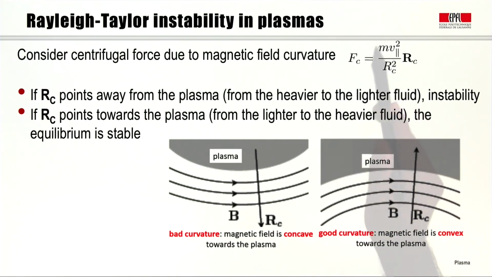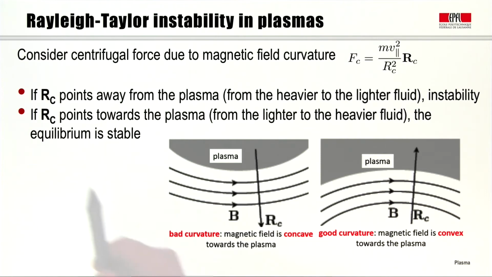This force, Fc, is expressed by this formula, and you see that it depends on Rc. This is the radius of curvature of the magnetic field line. Here we have two drawings. In the first case, Rc points away from the plasma. So it goes from the heavier fluid to the light fluid. This leads to instability. In fact, this is a situation that we call a situation where the magnetic field has a bad curvature. The magnetic field is concave towards the plasma.